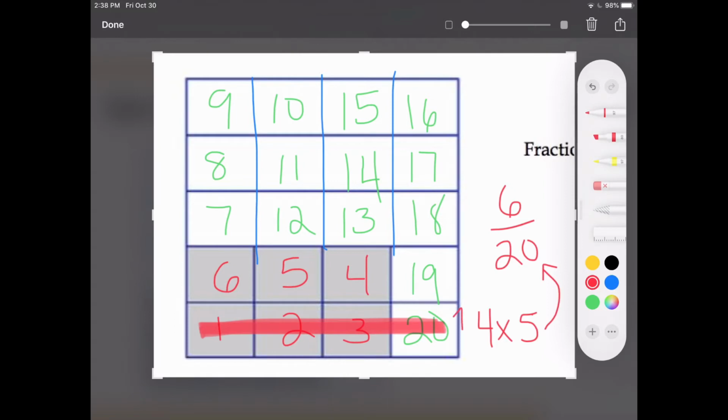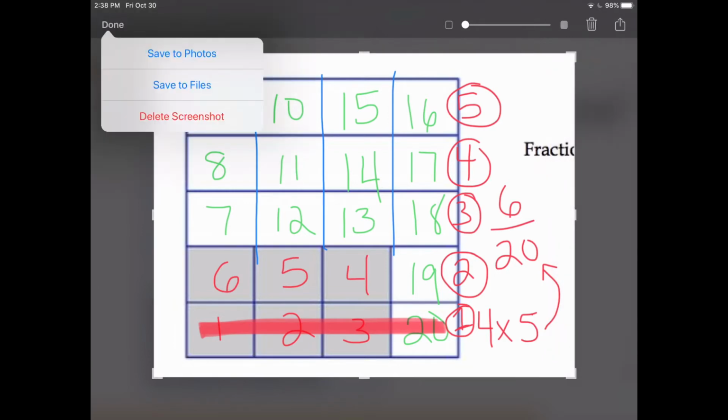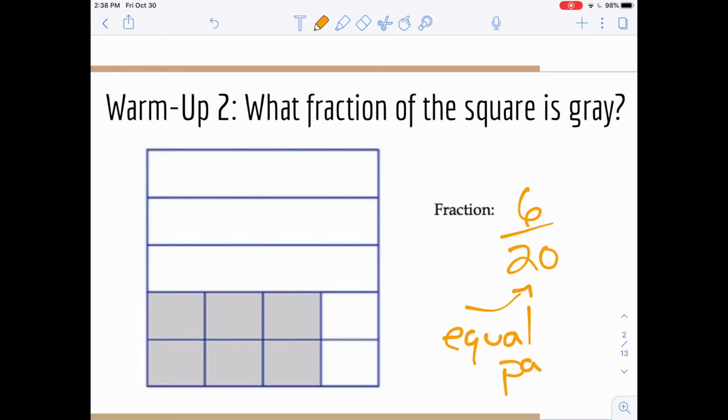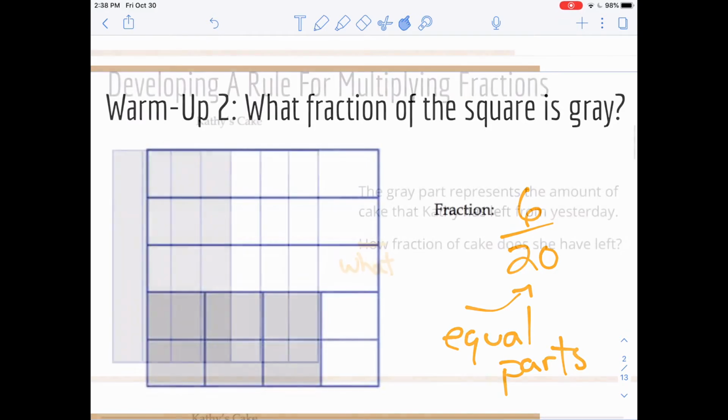Here's the first time. Harder to write with this tool. Second time. Third time. I'm effectively counting the rows. Fourth time. And the 5th time. I have 5 rows of 4. 4 times 5 is 20. All right. Done. Delete that, and we'll head back to it. So this fraction was 6/20 because there are 20 equal parts. I won't cut them up again, but there are 20 equal-sized parts.